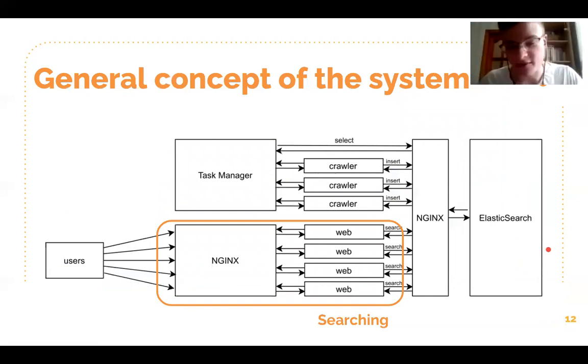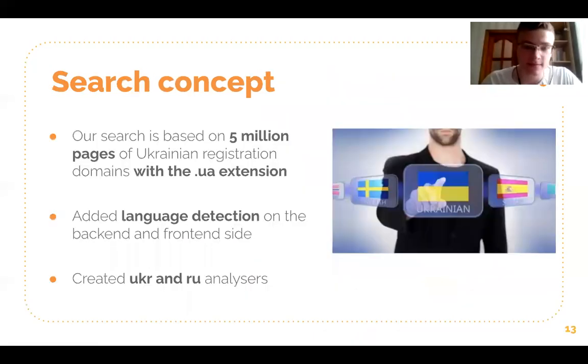And the next part of our system is searching. So let's go to it. And our search concept is the next. Our search is based on 5 million pages of Ukrainian registration domains with UA extension. And when we analyzed these domains, we found out that approximately 50% to 50% are Ukrainian and Russian web pages. So these two languages became the main in our system.